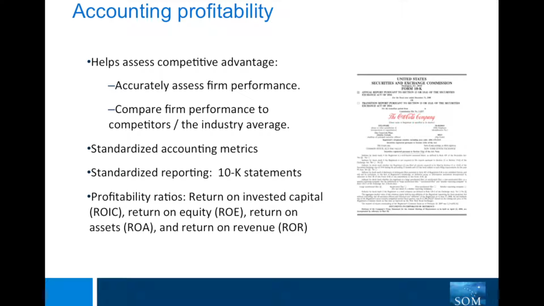Let's start with accounting profitability, and those accountants amongst you probably are very familiar with this already. But accounting profitability helps to assess competitive advantage by providing essentially standardized information about companies, about their profits relative to their revenues. What's nice is all US-based companies have the same standardized reporting and the same way of preparing these different accounting metrics, so it's easy to compare between companies. And you can easily find the numbers you need to calculate profitability ratios such as ROIC, ROE, ROA, or ROR.